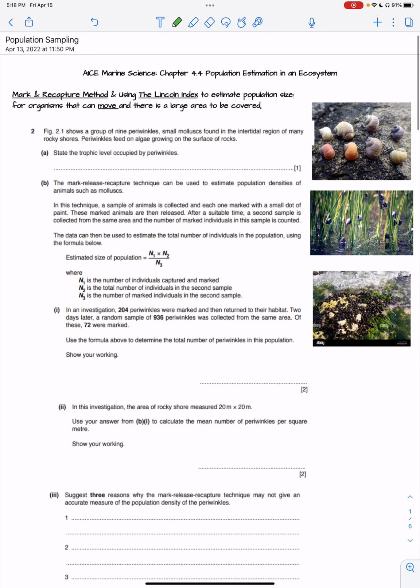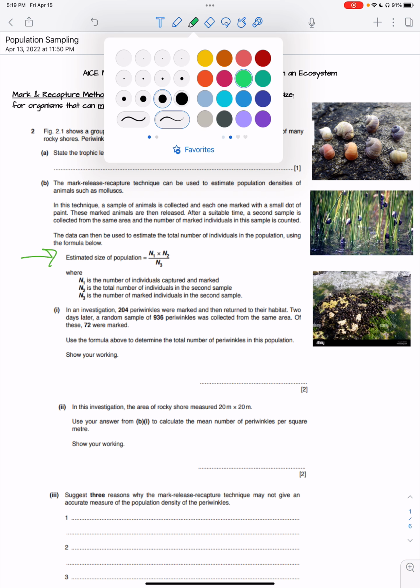And this goes over the method called mark and recapture. And it is solved using the Lincoln index, which is this formula right here. And for any kind of scientific formulas that needed to be used on the exam, you will be given those, except something like trying to find area. Those are common knowledge things, and you'll need to know that, or even how to take a percent of something. But if it's any kind of scientific one, then you'll have to be able to reproduce that on your own.